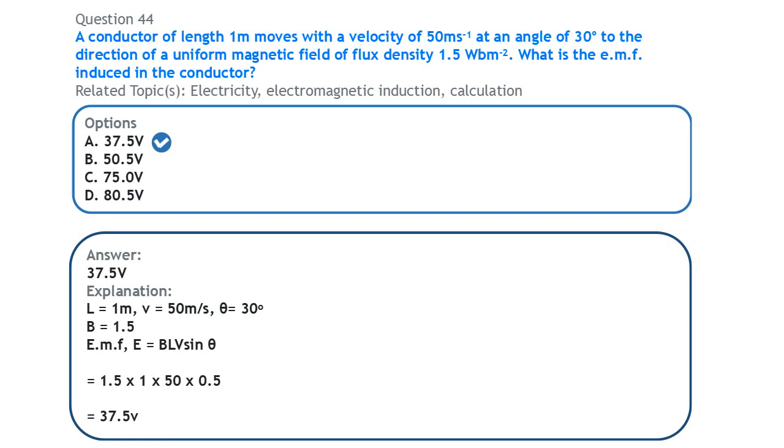Alright, the EMF induced is given as B, the magnetic flux density, times the length of the conductor, times the velocity, times sine theta. From the question, the length of the conductor is 1 meter, the velocity is 50 meters per second, the angle theta is 30 degrees, and the magnetic flux density B is 1.5. So you substitute all of that into this equation. We have 1.5 times 1 meter times 50 meters per second times sine 30 degrees. Sine 30 degrees is equal to 0.5. When we evaluate all of this, we get 37.5 volts.